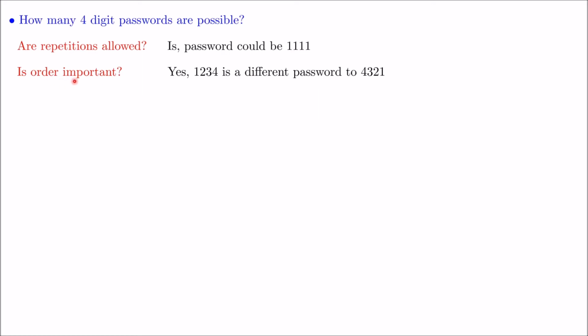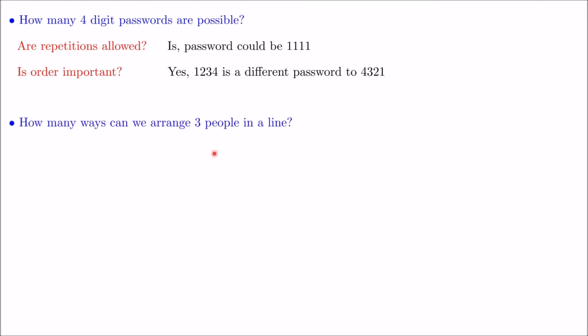And is there a sense of order in this scenario? Well, definitely, because if your password is 1, 2, 3, 4, and you start shuffling the order, like the order is backwards, this is definitely considered to be a completely different password. So it constitutes a different arrangement. So in this sense, order is certainly important.